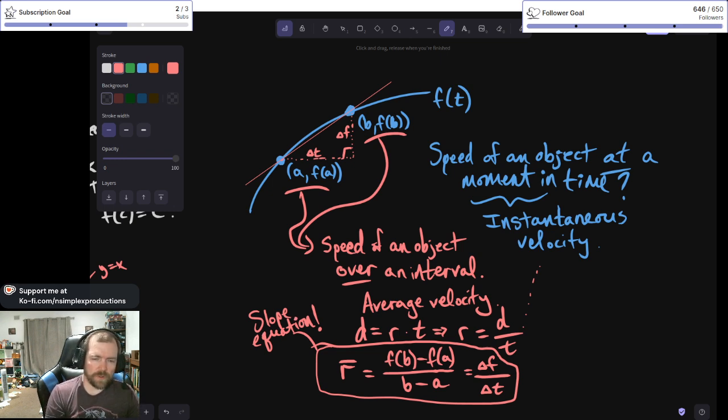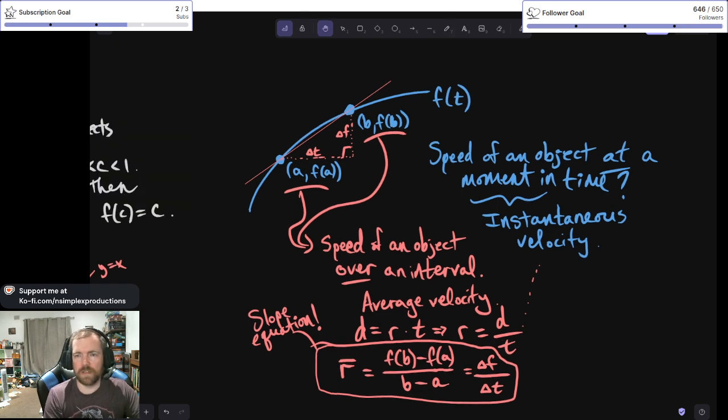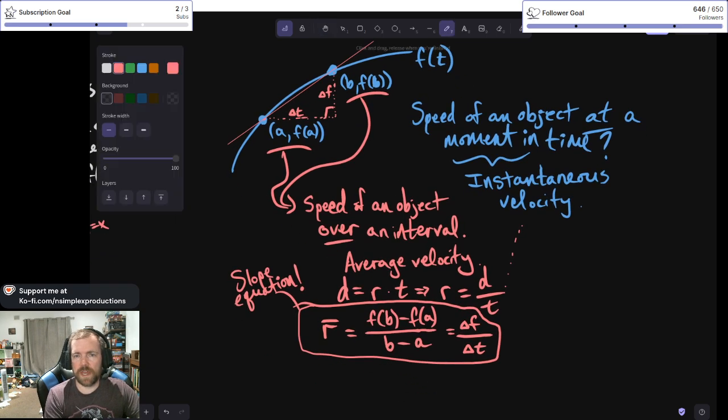So we're dealing with the differences in the function values and the differences in the time values. How much do we change in the y direction versus how much do we change in the x direction? dy over dx, delta y over delta x, right? We've done all this stuff. So yeah, this is going to end up being just the same as slope.